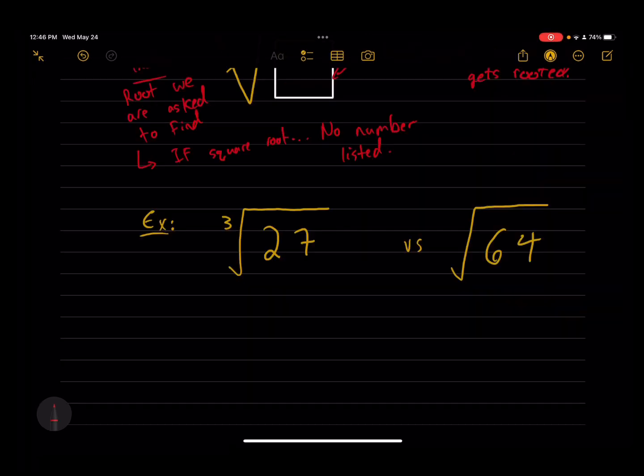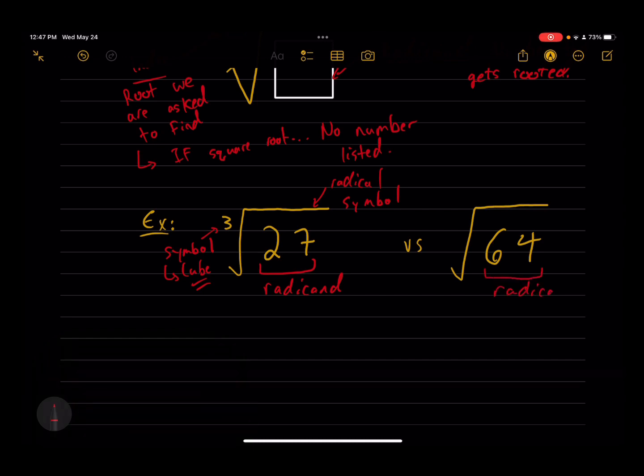So in these two examples over here, I see that the radicand is the 27. The square root is just the radical symbol. And then I can see that the index is 3, which means that what I would be simplifying this as, or calculating, is the cube root of 27. Now, if I look at root 64, well, 64 is the radicand. And since there's no listed number here, we know, for the index, that this is a square root.